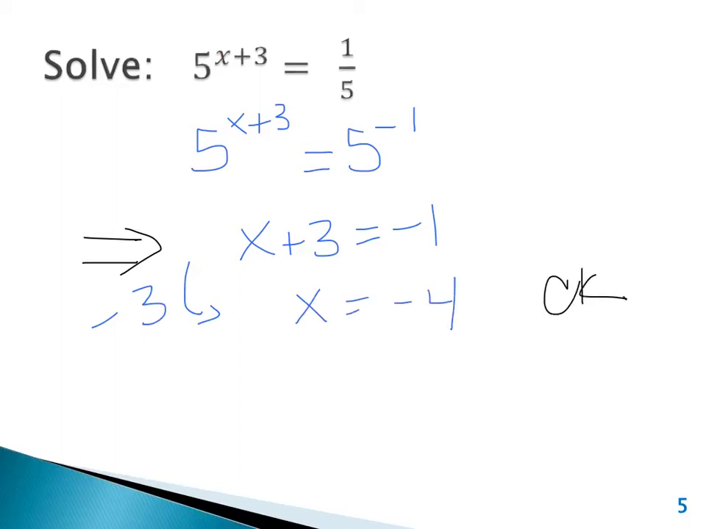Let's go ahead and check that. Put the -4 into the exponent. -4 plus 3 is -1, so we get 5 to the -1 equals 5 to the -1. That checks out as true. So our final answer then is x equals -4.